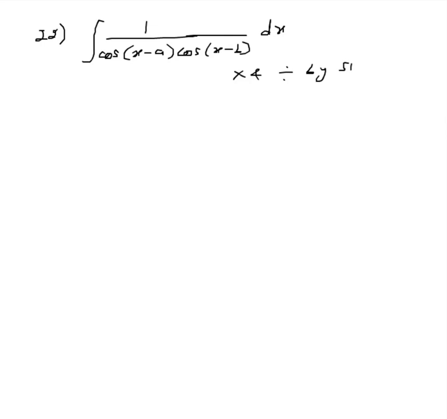Now let us do question 22. Integral of 1 divided by cos of (x minus a) times cos of (x minus b) dx. Both are cos functions here. Therefore, we have to multiply and divide by sine of (a minus b) or (b minus a). You can do it by anything.